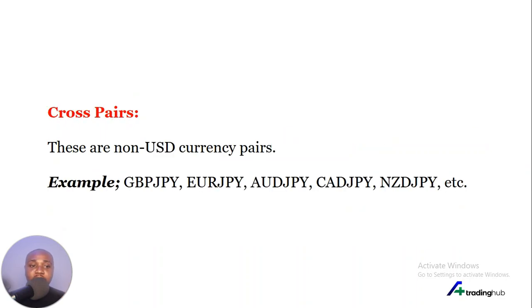Next is the cross pairs. These are non-USD currency pairs. For example, pound versus the Japanese yen, which is GBP JPY, euro versus the Japanese yen, Australian dollar versus the Japanese yen, Canadian dollar versus the Japanese yen, New Zealand dollar versus the Japanese yen. Currencies like this are called the cross pairs.